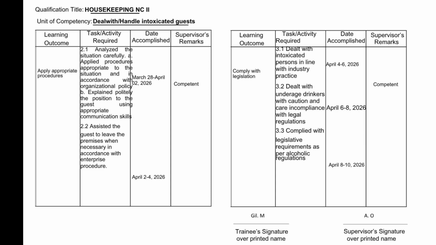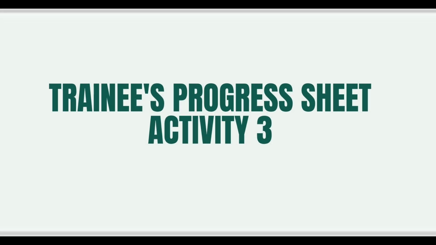In the last column, you can see the word competent, meaning all the trainees are competent to do the activity, or they have the necessary ability, knowledge, or skills to do something successfully. For my last one, Activity 3, I focus on the trainee's progress sheet.